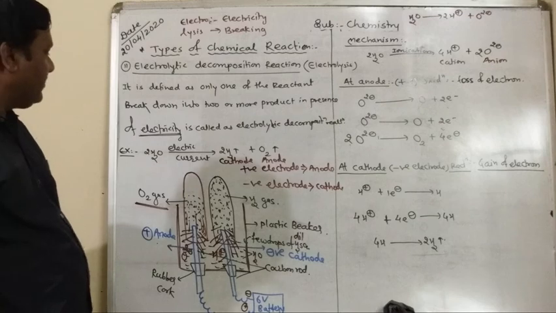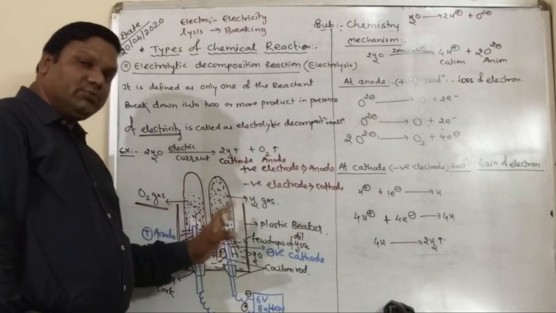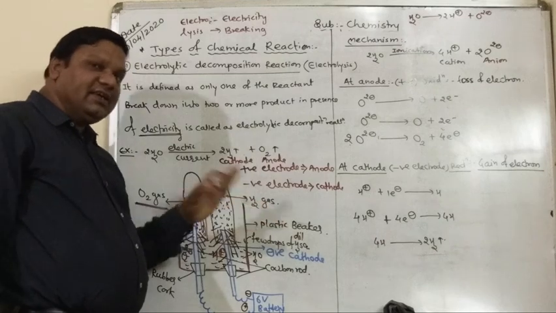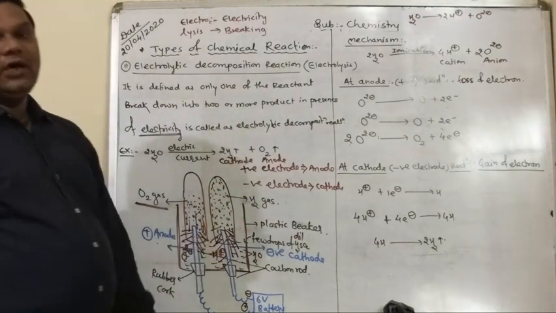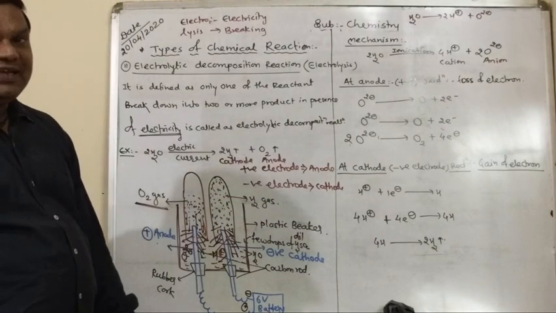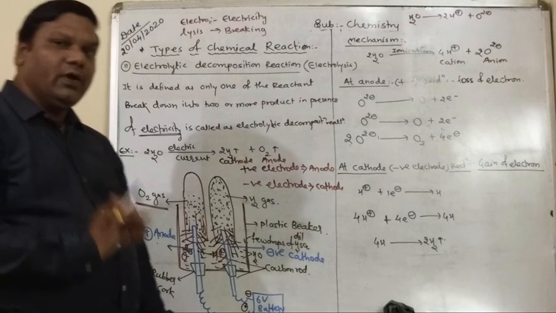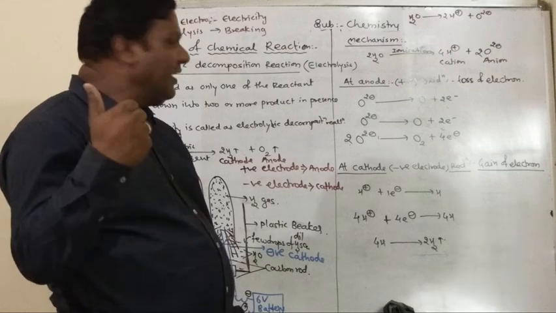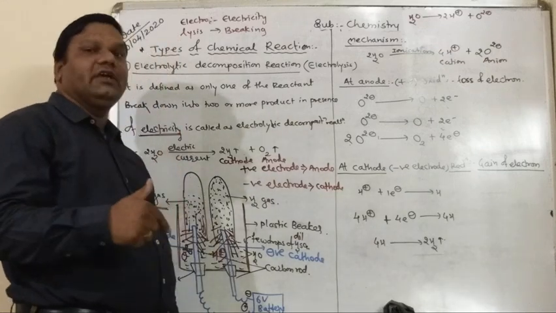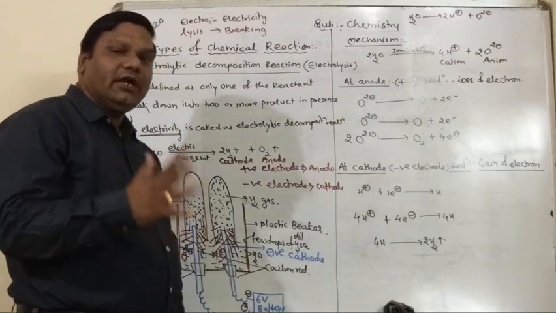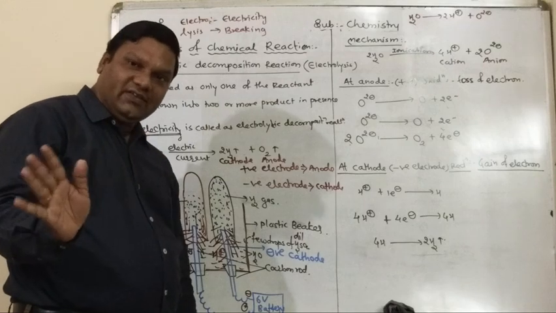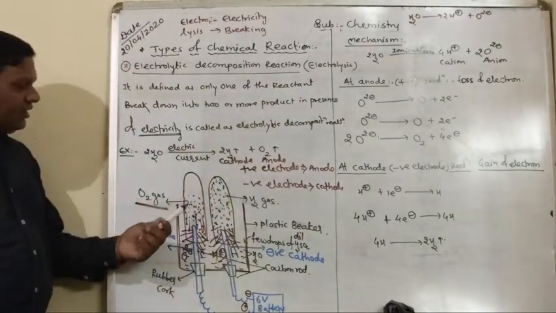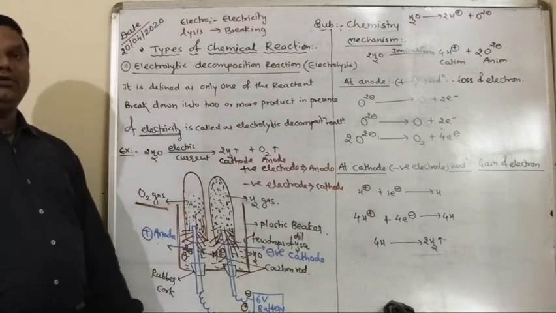Now simply, the simple observation is that the amount of hydrogen gas is double the amount of oxygen gas. The reason is in one water molecule there are 2 hydrogen and 1 oxygen, hence the volume of hydrogen gas is double that of oxygen gas. Any difficulty? Now how do we check that the gases are hydrogen and oxygen?